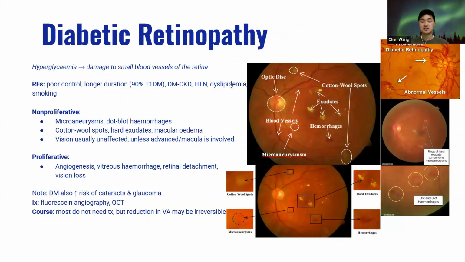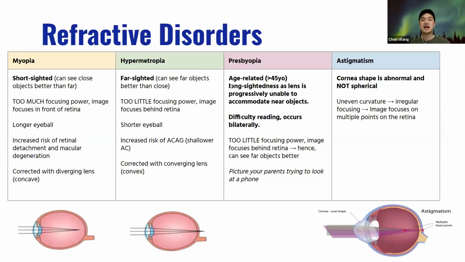So refractive errors is also on the matrix. The four main types are myopia, which means they're short-sighted, hypermetropia, which means they're far-sighted, presbyopia, which is very similar to hypermetropia, but this happens basically from the age of 40 onwards, when the lens in the eye becomes progressively unable to accommodate, and this makes it very hard for patients to read. And this condition happens bilaterally as well.